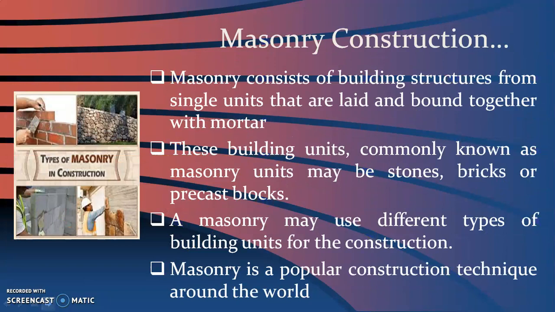Masonry consists of building structures from single units that are laid and bound together with mortar. Mortar is used as a binding material. This binding material can be made by a combination of cement or lime along with water and sand. The sand required for this is of a specific nature and of a specific gradation.